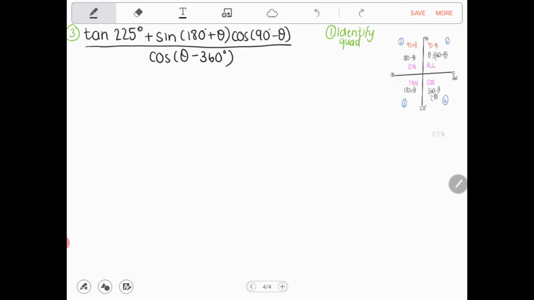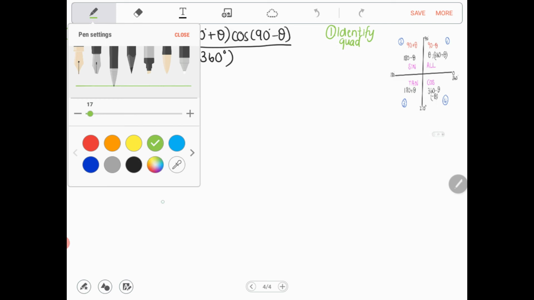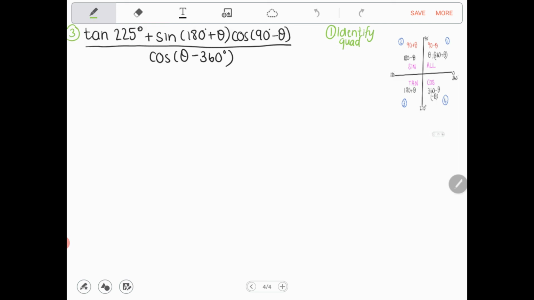All right, number 3. Here we go. Identify the quadrants. Where is this one? Well, this is a numerical angle, and it's between 180 and 270, so it's a third quadrant angle. And do you remember, with a third quadrant angle, it's got to be 180 plus something. 180 plus theta. Okay, so you have to rewrite that one. This is third as well, 180 plus.